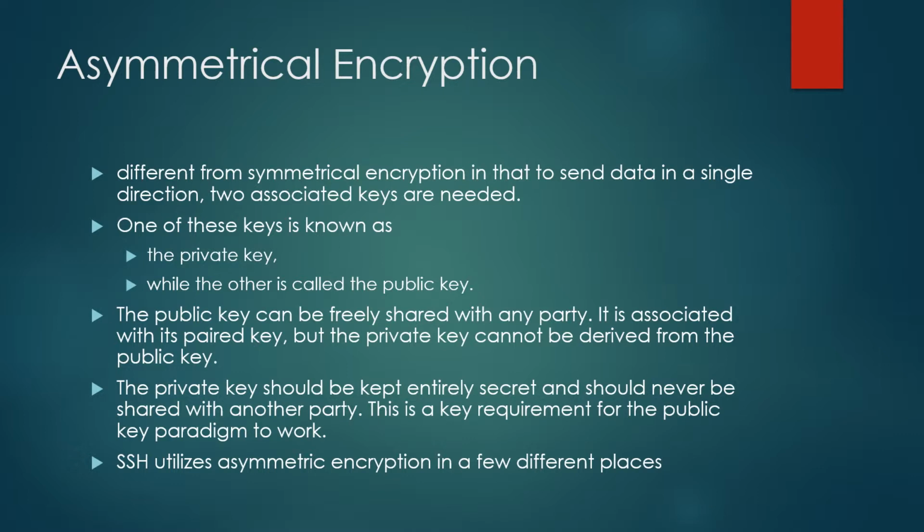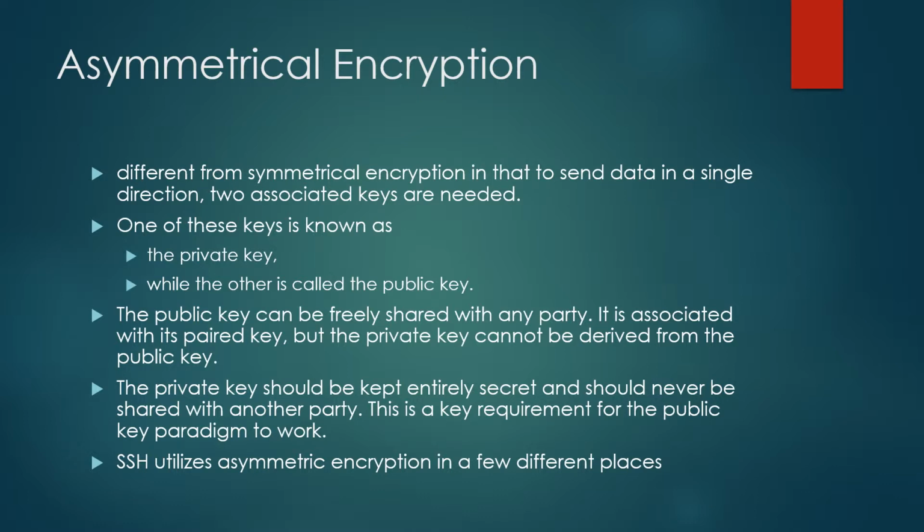The relationship between the public key and the private key allows the public key to encrypt messages that can only be decrypted by the private key. This is a one-way ability, meaning that the public key has no ability to decrypt the message it writes, nor can it decrypt anything the private key may send it. The private key should be kept entirely secret and should never be shared with another party. This is a key requirement for the public key to work. The private key is the only component capable of decrypting messages that were encrypted using the associated public key.